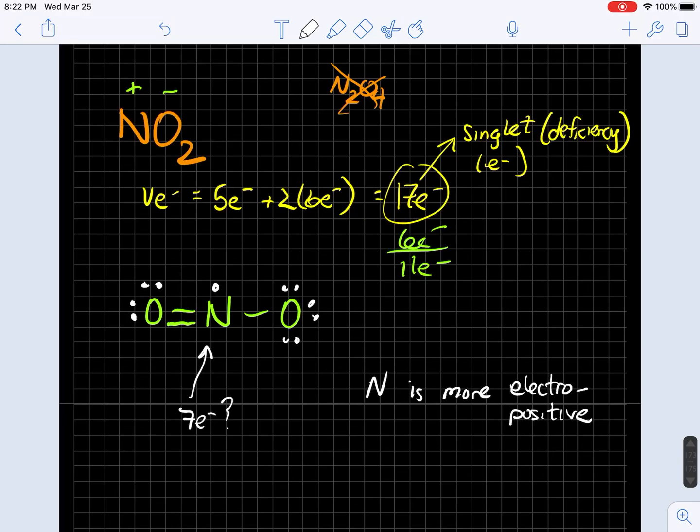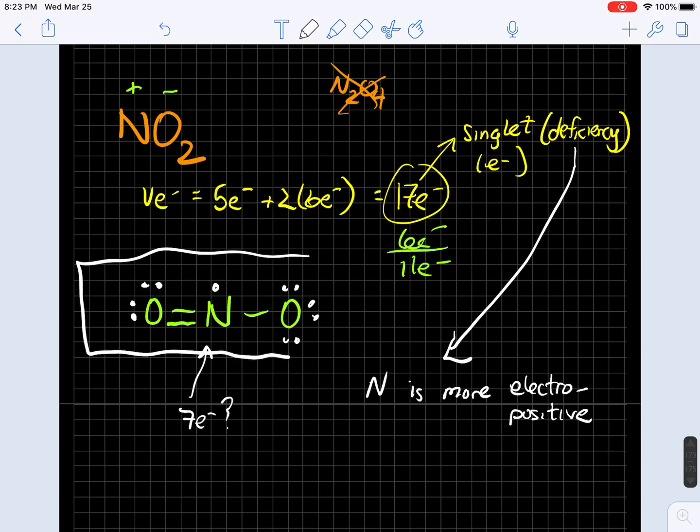If we have to deal with a singlet, which is the deficiency, we're going to put the deficiency right here on the more electropositive element. So this would be our Lewis structure for nitrogen dioxide, and that's about as hard as that gets. I mean, that is advanced, but you're honors, so we throw it in there. So anyway, that's my completion of the different types of Lewis structures, and I'm going to tell you what they're used for in the next show.